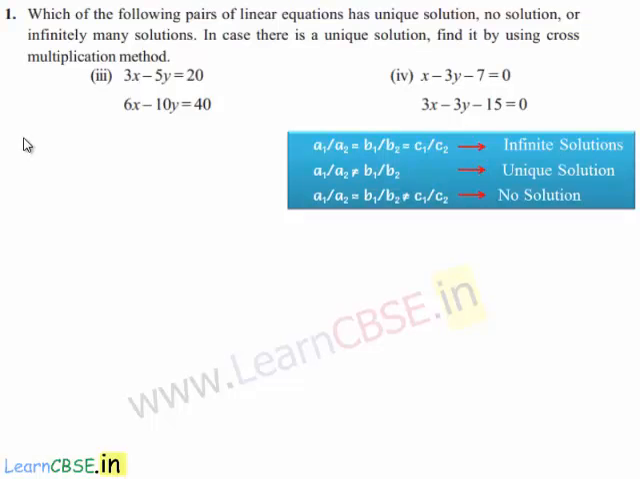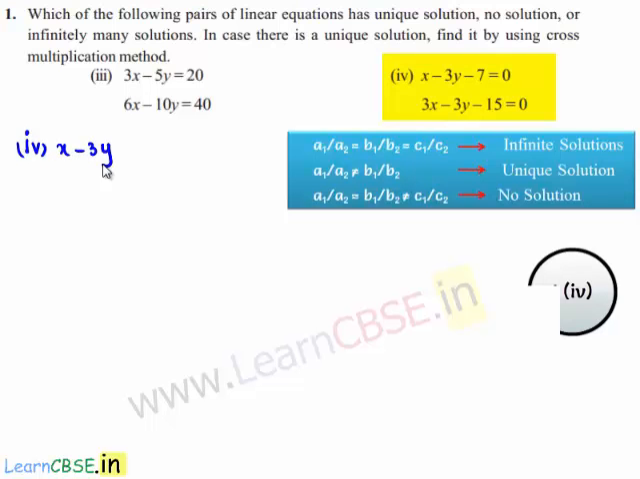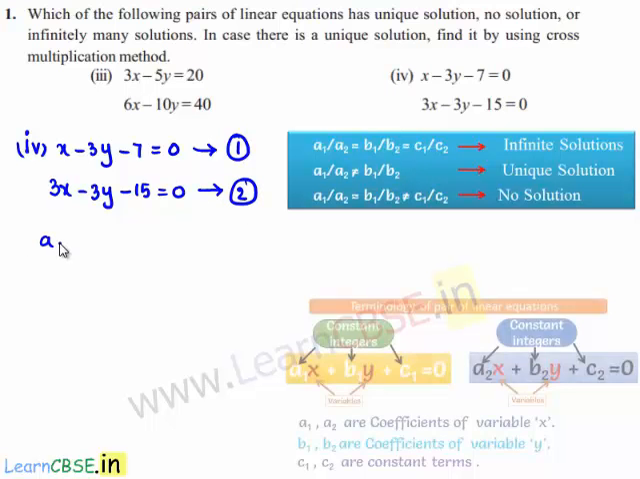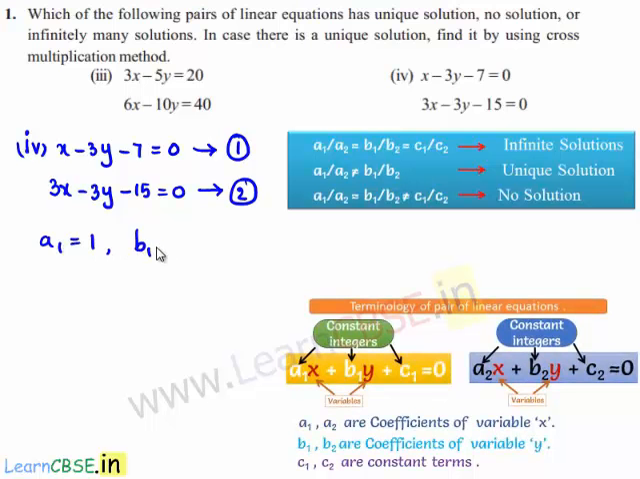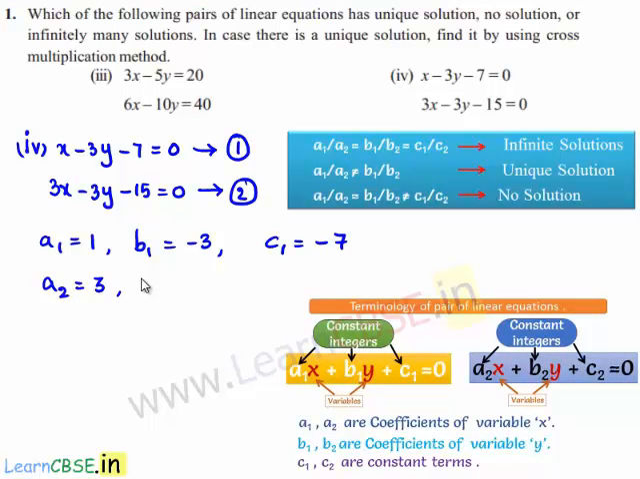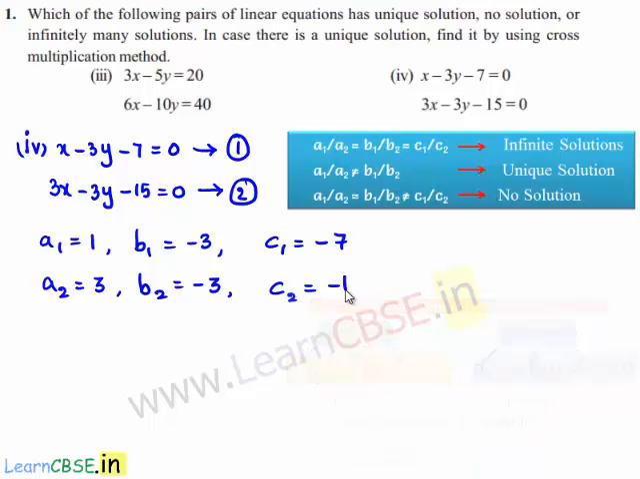Now coming to the fourth bit, which is x minus 3y minus 7 is equal to 0. Let this be equation number 1, and 3x minus 3y minus 15 is equal to 0. Let this be equation number 2. So a1 is equal to 1, b1 is equal to minus 3, c1 is equal to minus 7, and a2 is 3, b2 is minus 3, and c2 is equal to minus 15.